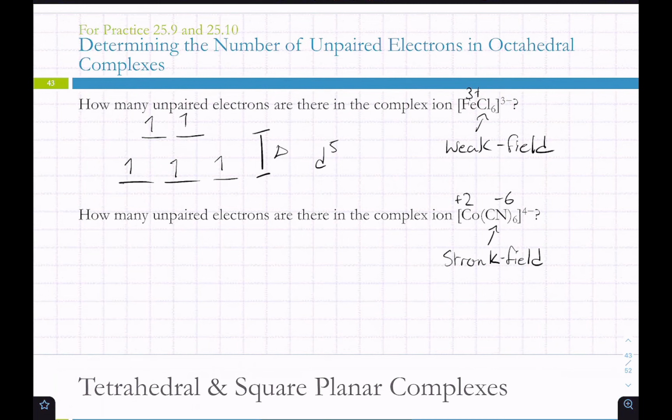So because it's a strong field ligand, our energy here, the split, is going to be large. And it's going to be a d7. So we'll go 1, 2, 3. And now it's going to take more energy to go to a high orbital than it is to pair. So we're going to pair first. 3, 4, 5, 6, 7. So one of those electrons does have to go up there, but just one. So it's always just the electrons that are on the metal cation.